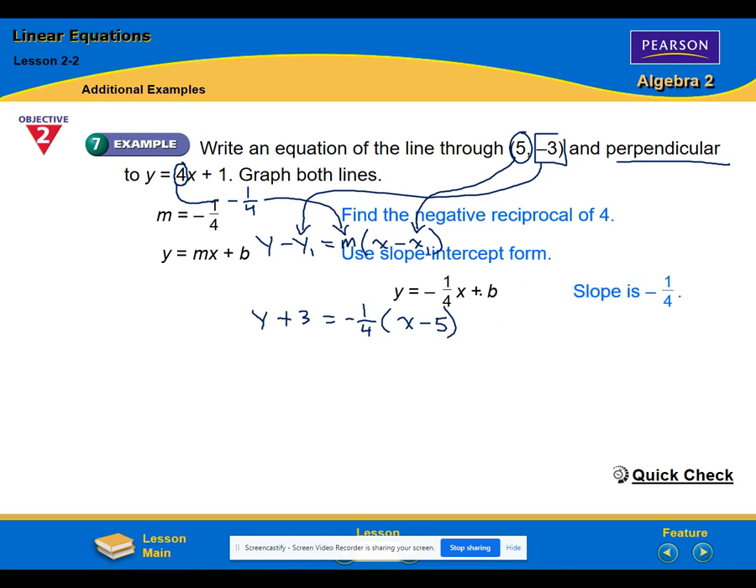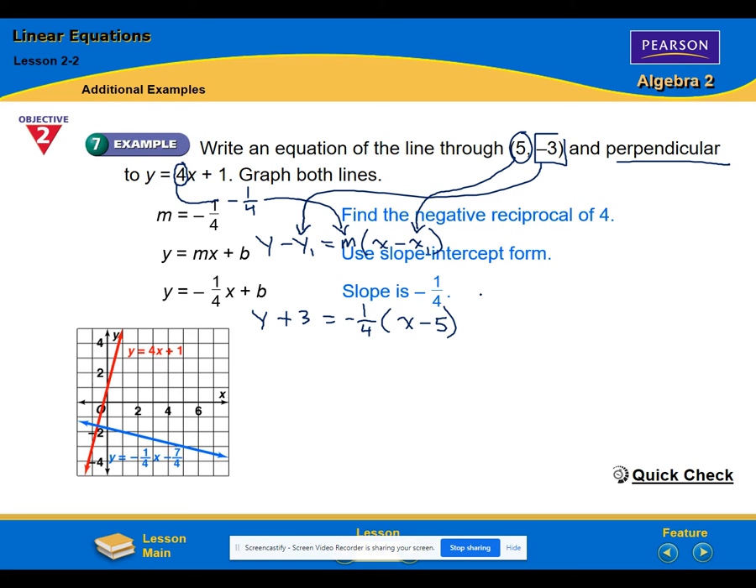They sure did it a different way there. I just want to show you the graph, though. The graph of this, the line they gave us is this one. The graph of the line that we came up with is this one. Do those look perpendicular? That look like a right angle there? Okay, that's kind of proof that what we're doing is correct, that whole opposite reciprocal thing.